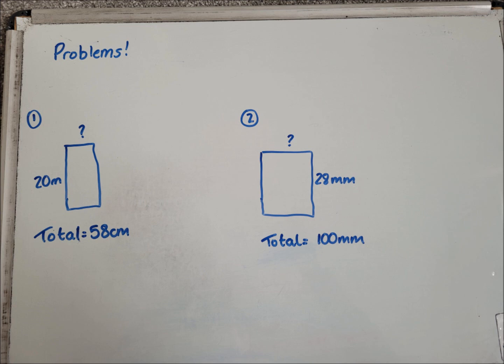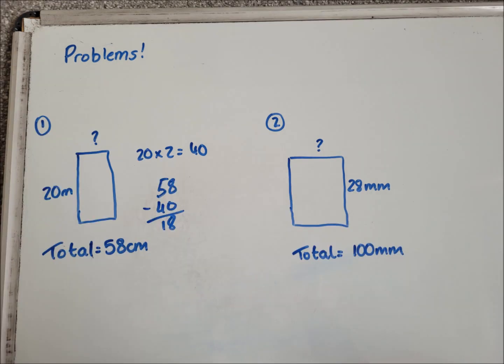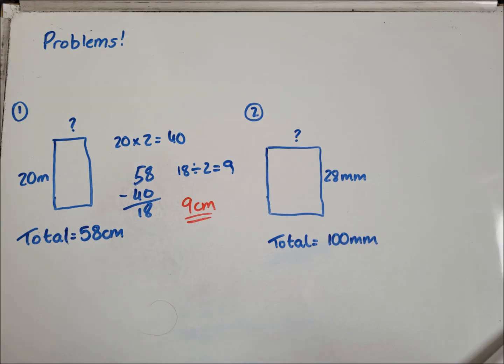Well done, guys. It's been fast today, but we'll get these last few answers and then that will be us done. So for the first one, I have got 2 sides that will need to have a total of 20 times 2. So 20 times 2 equals 40. So then I do 58, which was our total, take away that 40, leaving us with 18. 18 divided by 2, because I've got 2 sides left to work out. So 18 divided by 2 is 9. So each side must be 9 centimetres for that one.